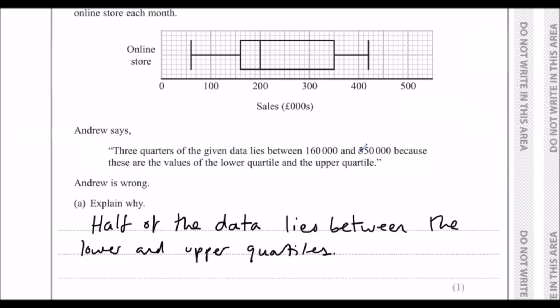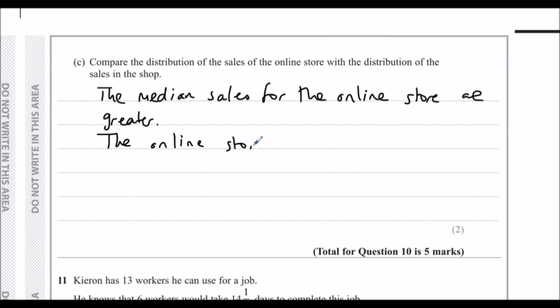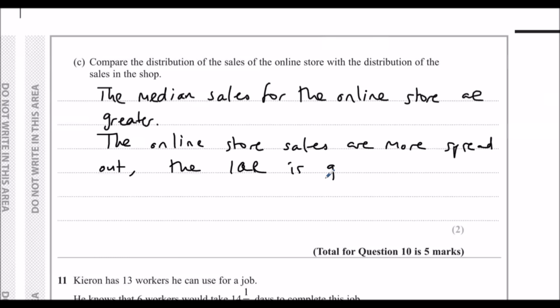So which is more spread out? The online store. So the online store is more spread out because the interquartile range is greater for the online store.